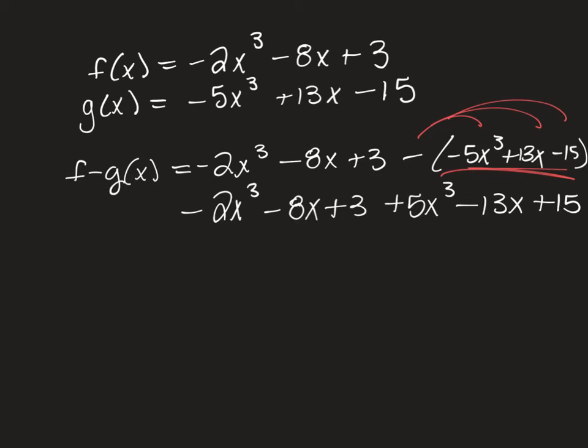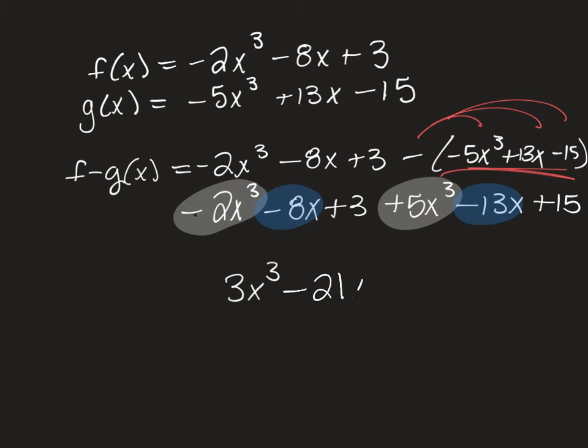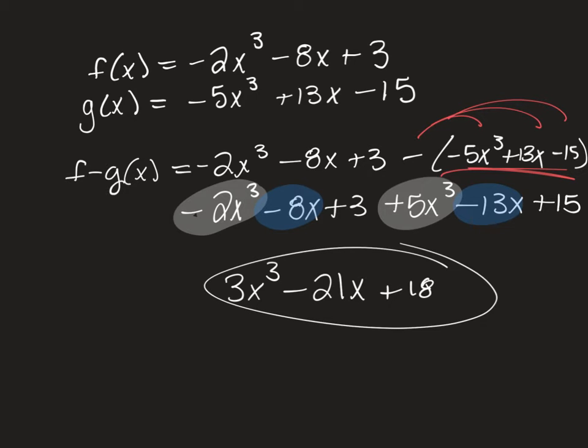All right, so then we are combining like terms. So we have negative 2x to the third and positive 5x to the third, which would give us a positive 3x cubed. Then we have negative 8 and negative 13 to give us a negative 21. And then 15 and 3 is going to give us the 18 at the end. Okay. Did that answer your questions on number 8? Okay. All right. Moving on.